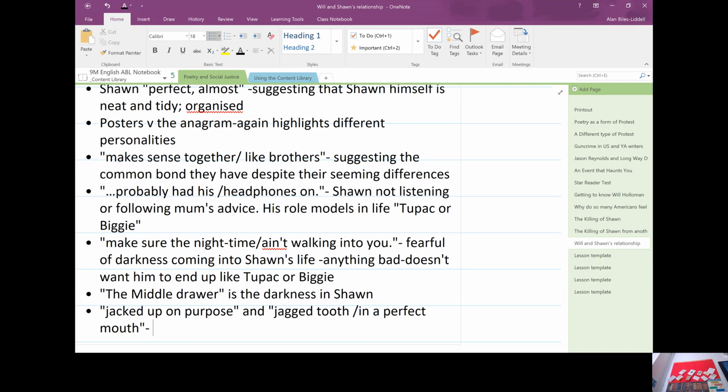Analogy. That's it. Yeah, we talked about this last week, didn't we? Analogy, that's where you get a comparison being made between one thing and another. And again, it's where one thing symbolises all. And that jagged tooth in the perfect mouth, isn't it? Everything about Shawn seems right, but there's just this one thing that sticks out about him. That's where that's coming in. Good. Yeah, we're getting better, aren't we?